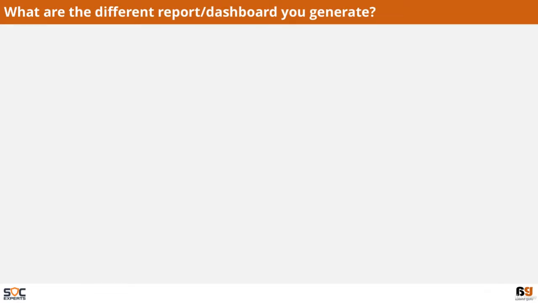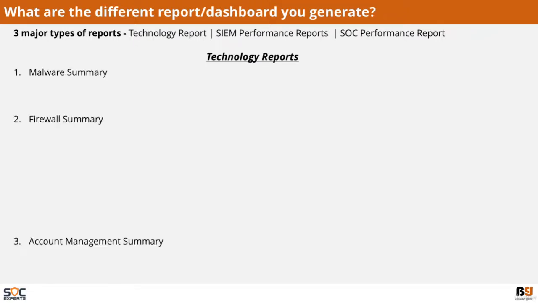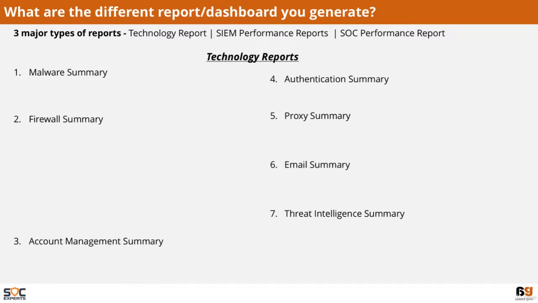What are the different reports or dashboards you generate? There are three major types of reports typically generated in SOC. One is technology report, SIM performance report, and SOC performance report. Technology reports include malware summary, firewall summary, account management summary, authentication summary, proxy summary, email summary, and threat management summary. It is important to note what we highlight in each of these reports.